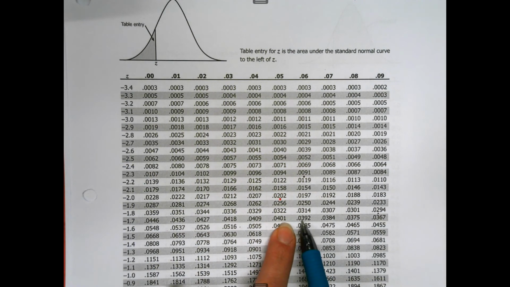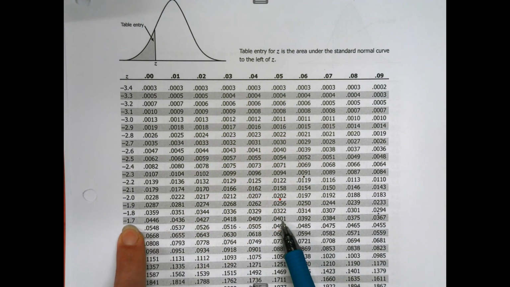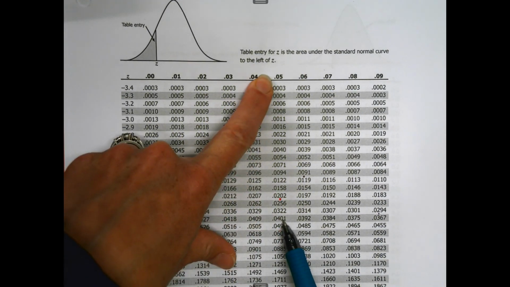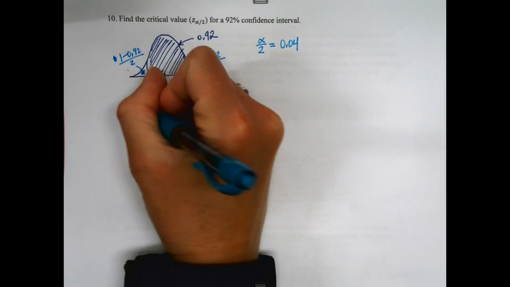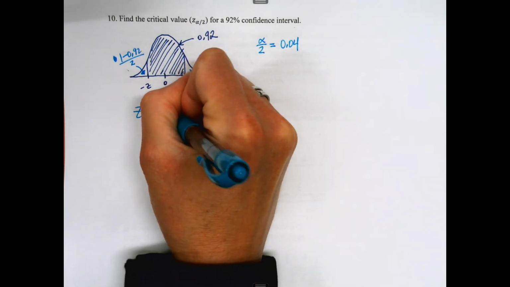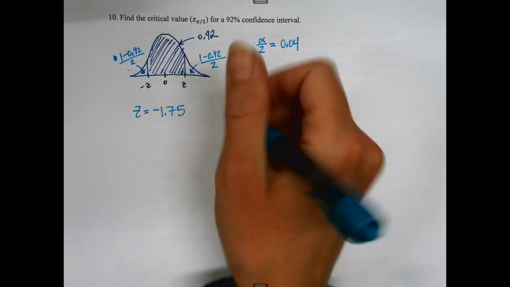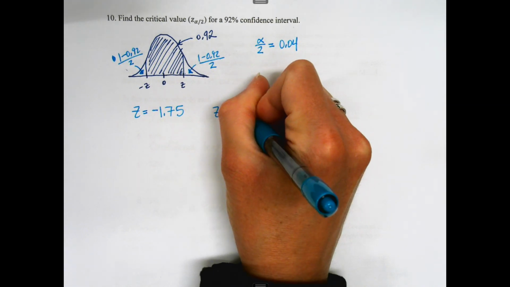It looks like the closest thing to 0.04 is 0.0401. So I look over to the left, negative 1.7, up to the top, 5. So my Z is negative 1.75. That's going to be the lower one, and the upper one is positive 1.75.